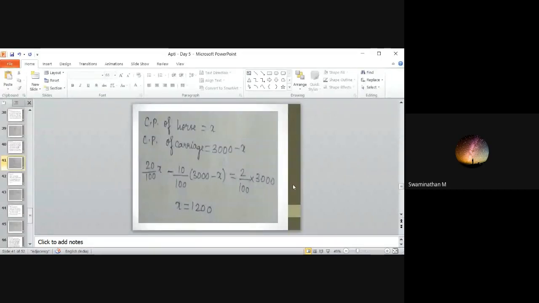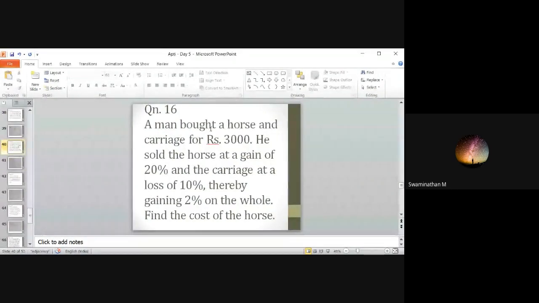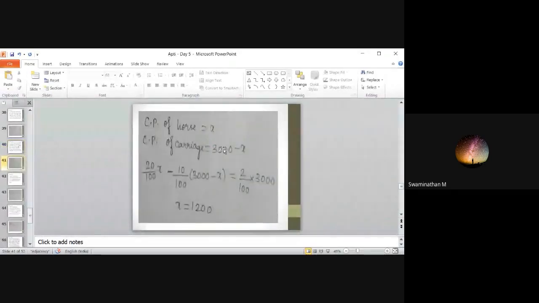Repeat once. Okay. So together, horse and carriage total cost price is 3000. By selling the horse, gain is 20%. By selling the carriage, loss is 10%. Overall gain is 2%. Find the cost of the horse. Let the cost of the horse be x. So if the total cost is 3000 and the cost of the horse is x, then the cost of the carriage will be 3000 minus x.